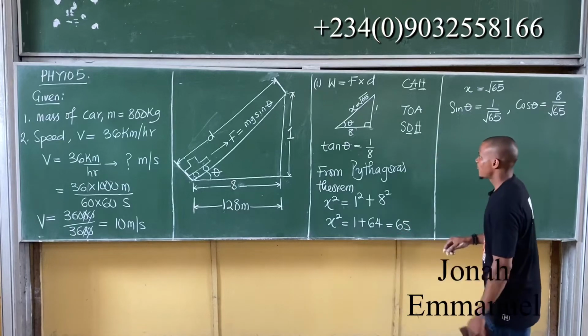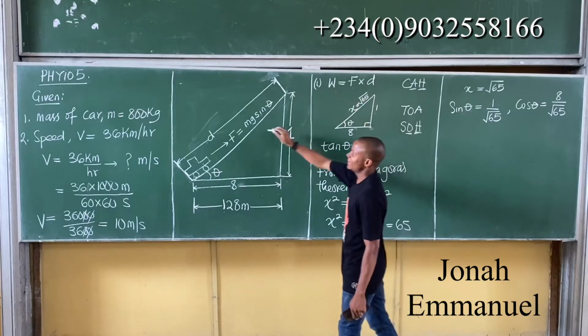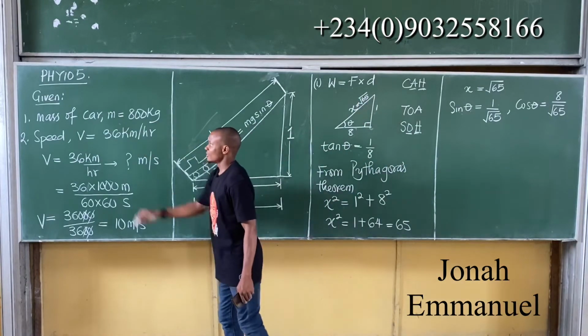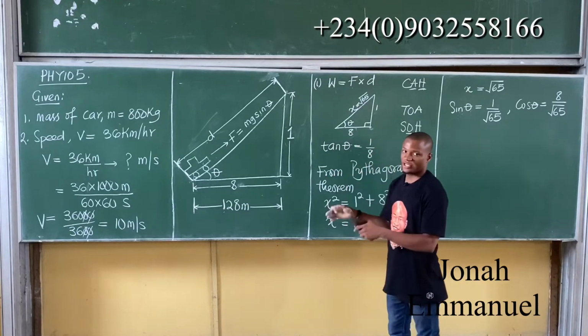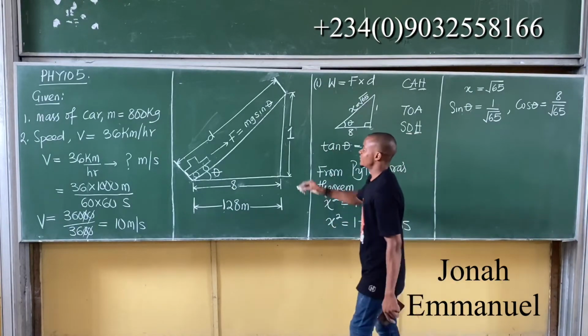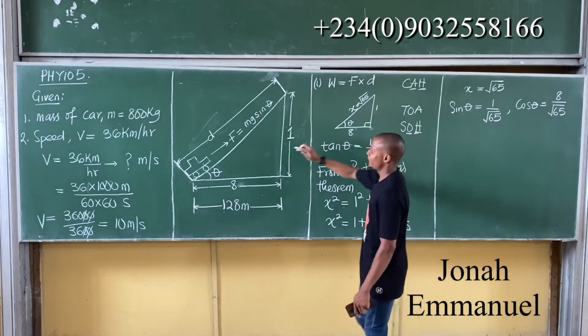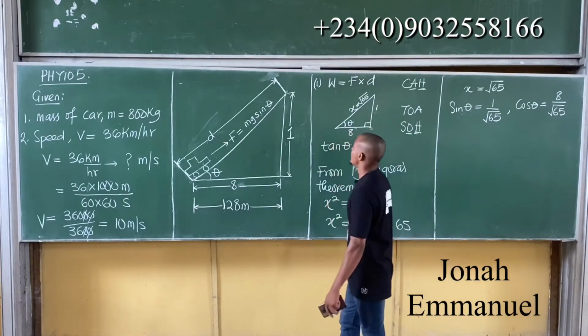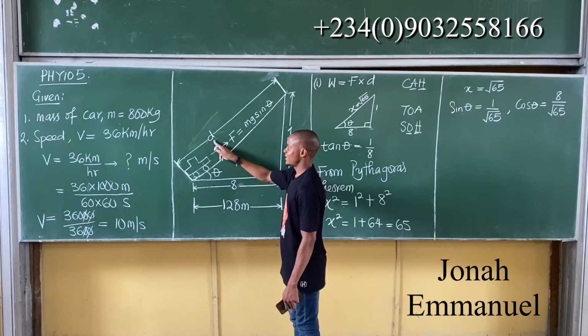From here now, I can easily find the force. So force is equal to mass times gravity. In the question, we are asked to use gravity as 9.81. So what's left is sin theta. I have the value. That means I can easily find force. Next up, I'll have to find distance. This one here. So how do I get this distance here?